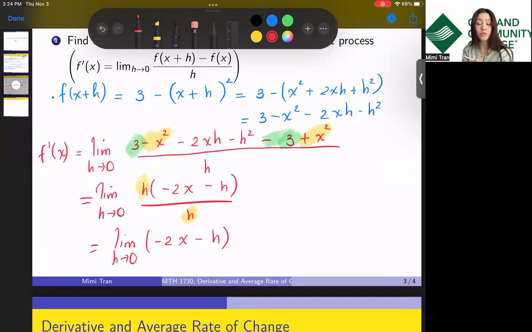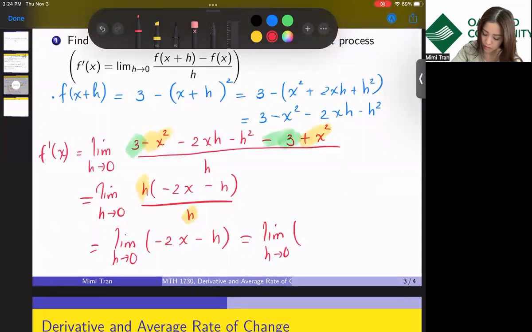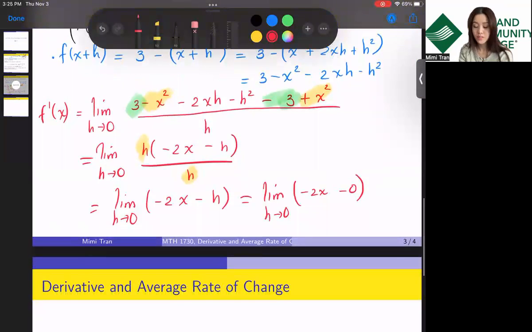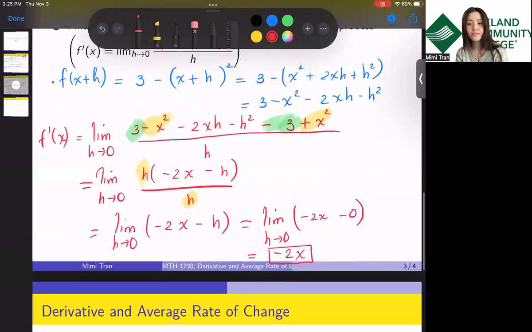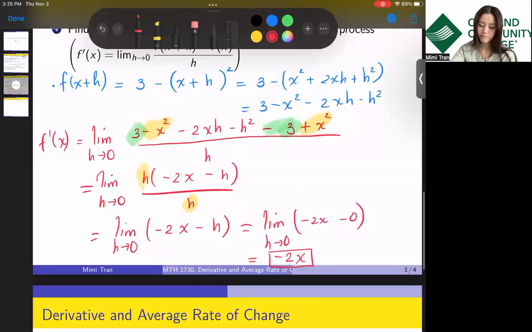Now I can plug in 0 for h, right? So the limit as h approaches 0 of negative 2x minus 0, right? Which is equal to minus 2x, right? Minus 2x is independent of h. So that will be our derivative. Right. Thank you for watching.